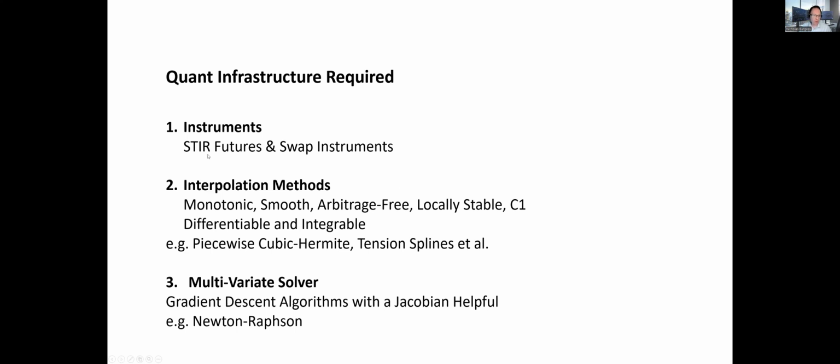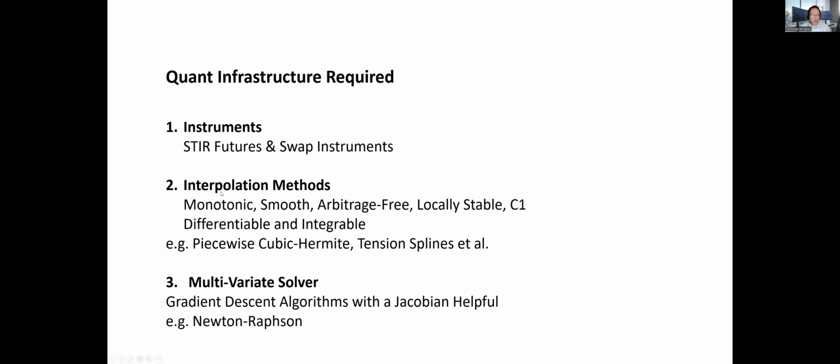So I strongly recommend create your short-term interest rate futures instrument first, and then the swap instrument, set them up, and then use them directly in your curve calibration routine rather than creating an independent copy. So the first thing, set up your instruments.